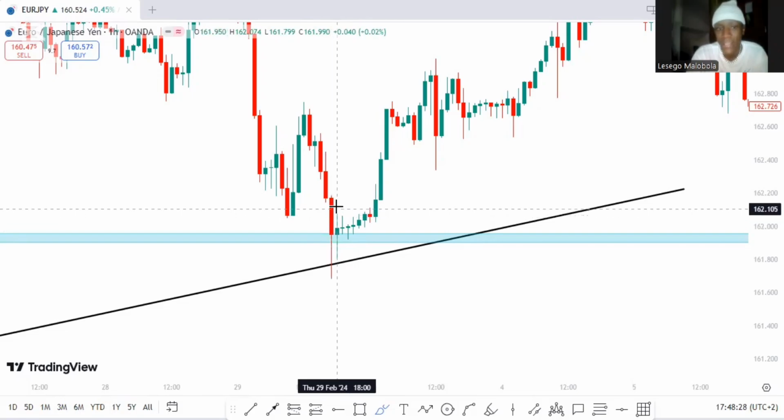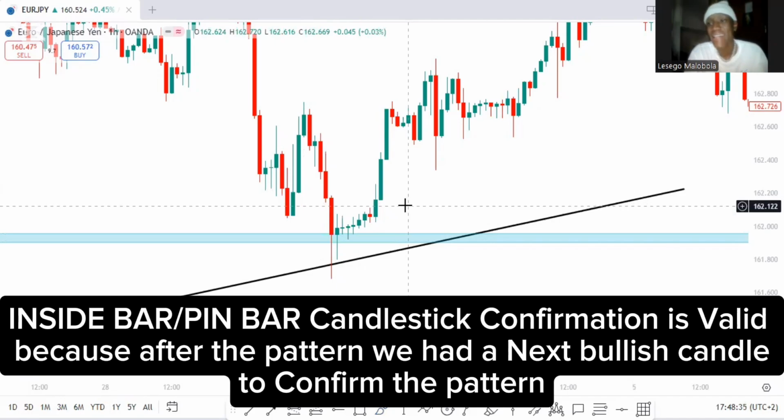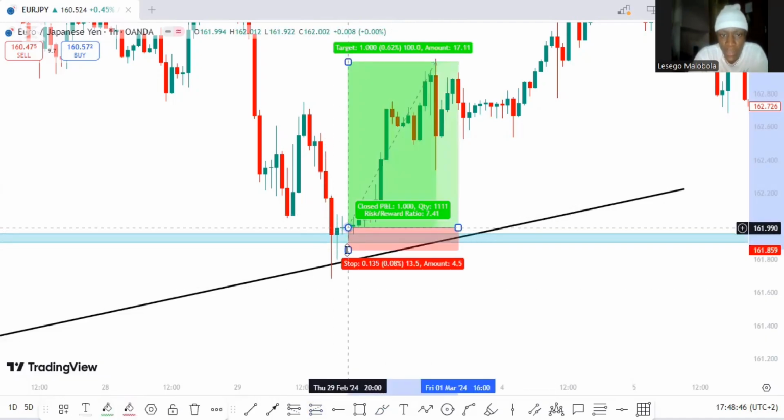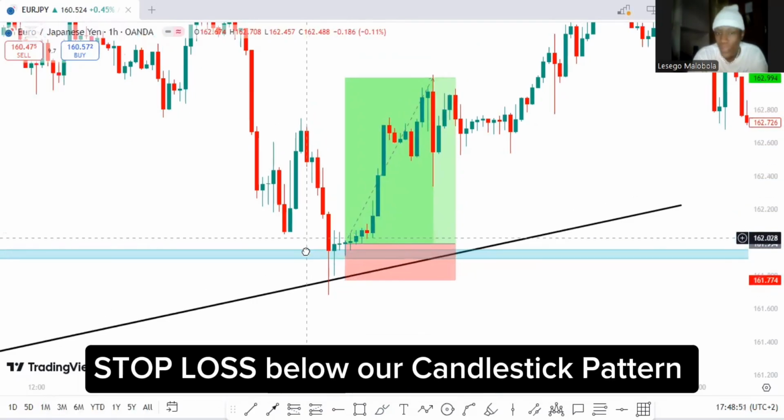But not only a pin bar candlestick, but also a what? An inside bar candlestick. And an inside bar candlestick, guys, just like the pin bar candlestick, we have to wait for what? For the next bullish candlestick to appear. Do we have a bullish candlestick? Of course we do, right over there. So after the bullish candlestick, what do we do, guys? We simply take our trades, put our stop loss below our candlestick pattern, guys. Don't forget that. You understand me?